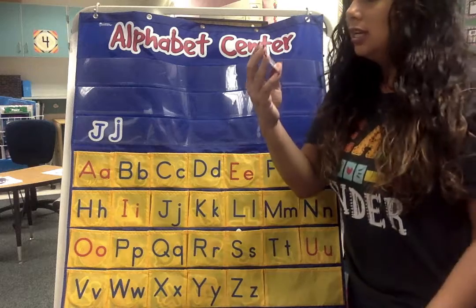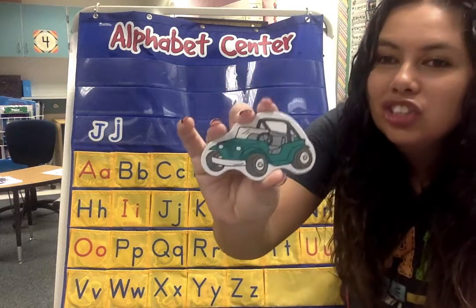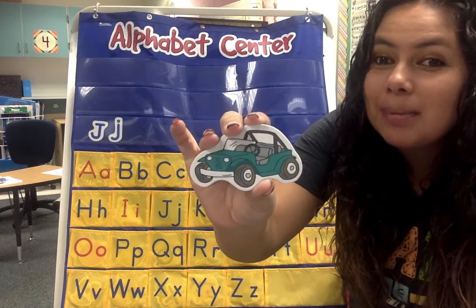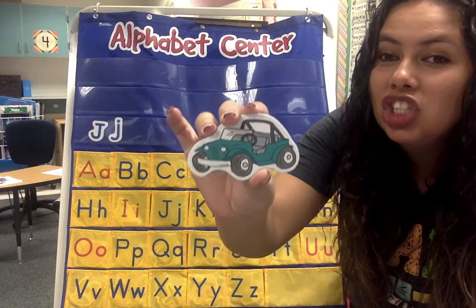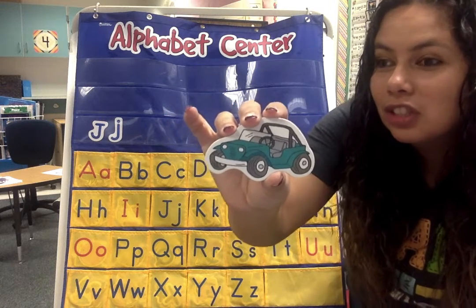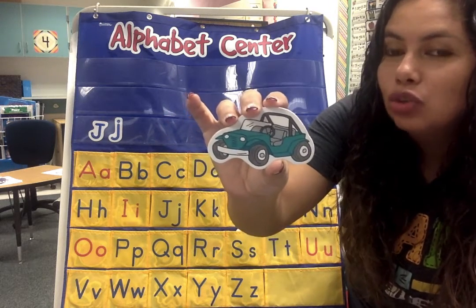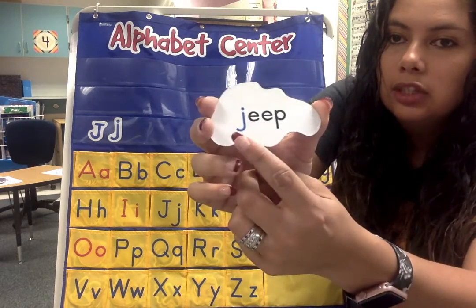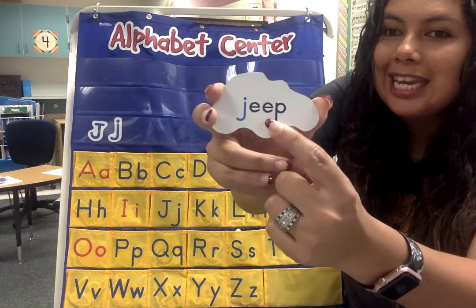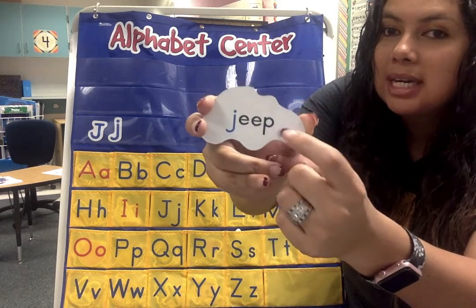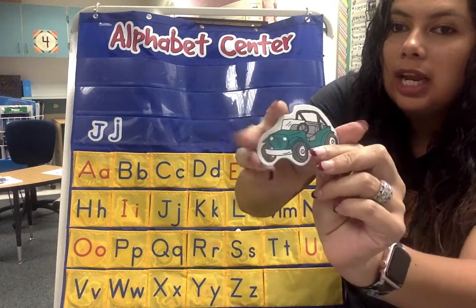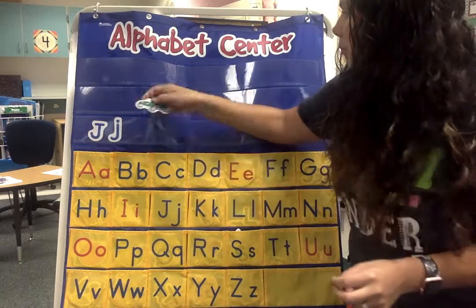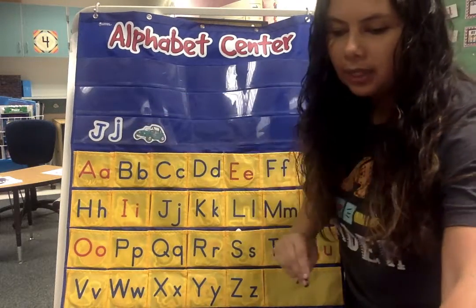So let's look at this one. This is a Jeep. It begins with the first letter sound J. And I can show you the word right here. Put this down. Jeep. Starts with a J. It's a Jeep. Put him right there. Let's see what else we have.